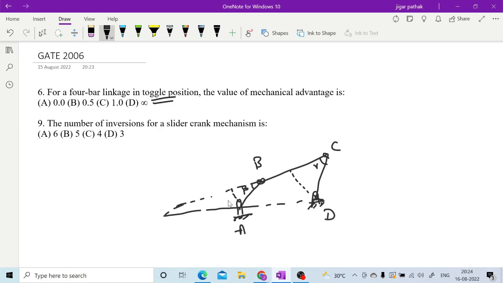So you can take that AB dash and DC dash as perpendiculars to this line PC, from A and D. So now here what they are asking is to calculate the mechanical advantage in toggle position.